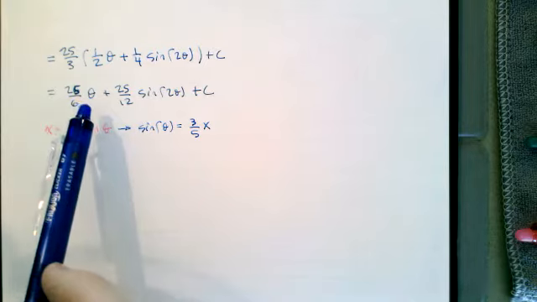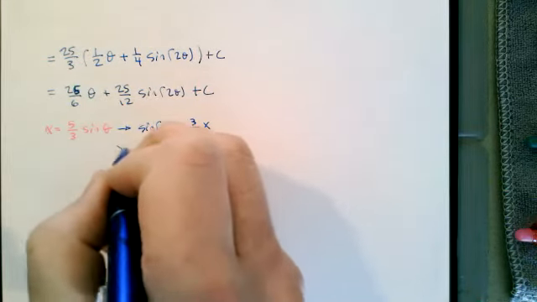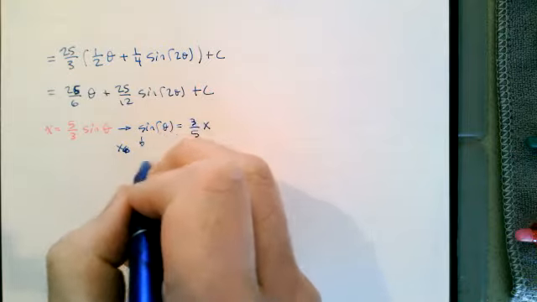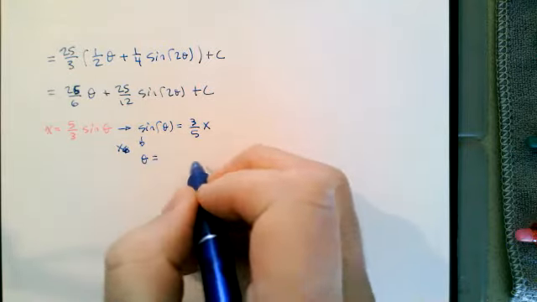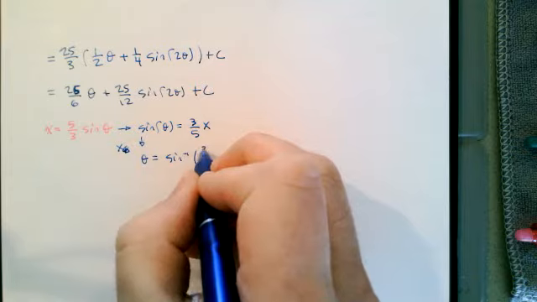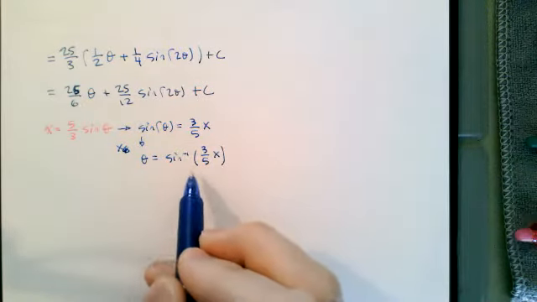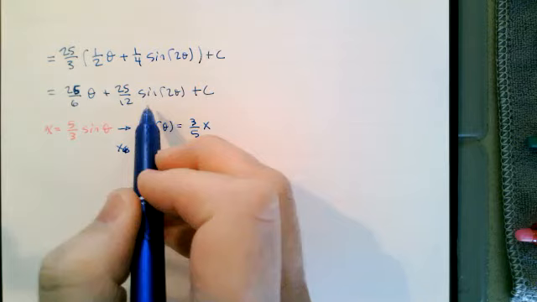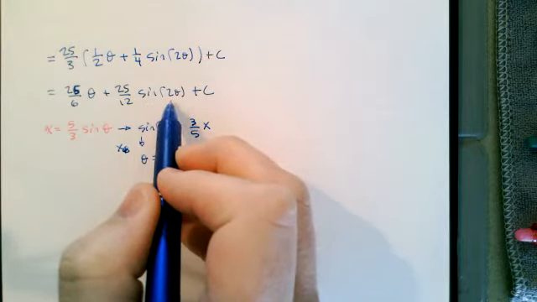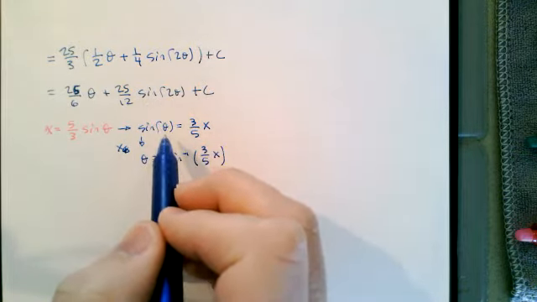I also need to replace theta. From here, theta is sine inverse of 3/5 x. So I can replace the theta with sine inverse of 3/5 x, and I can replace the sine of 2 theta, and I have the sine of theta.